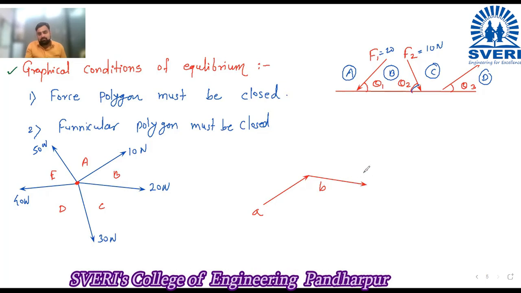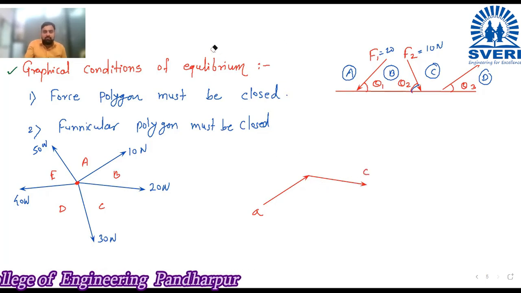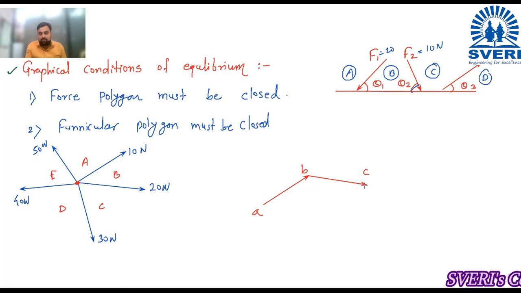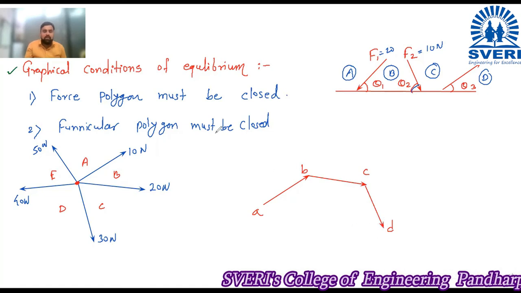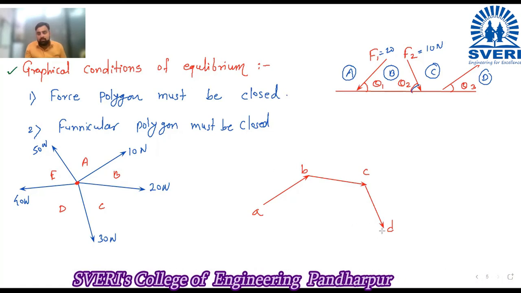BC. Then I will draw the CD. CD is in this direction. So this is CD. Then DE.